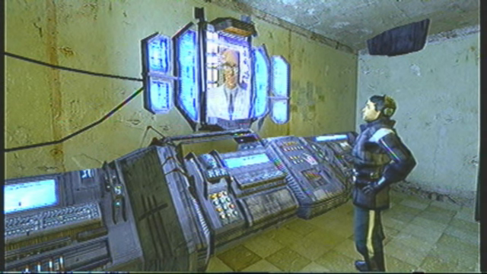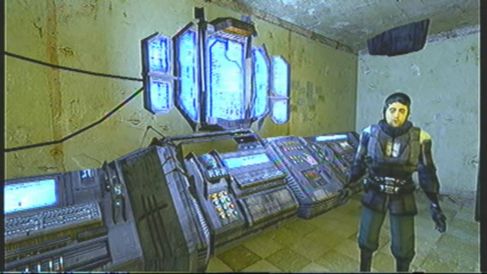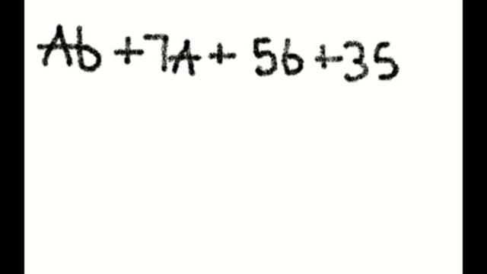Yes, but Mr. Gordon, we have one last equation for you to help us solve. It's factoring a polynomial, and in this next equation we will see how complicated it looks. We have the equation ab plus 7a plus 5b plus 35. How do we solve that?